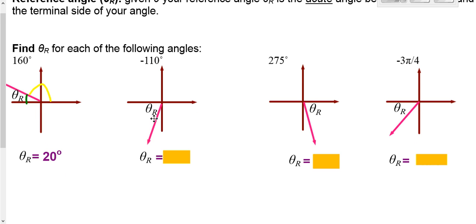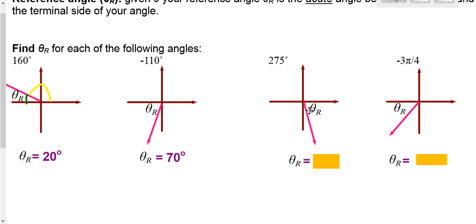Same idea over here. It's how far you are away from the x-axis, and it's always the smaller of the two angles. So you're at negative 110, which means you're 70 degrees below your 180 degrees here, because the negative 110 and 70 would have to add up to this angle here. So your reference angle is 70. Remember, reference angles are always acute, so that means they're always positive.